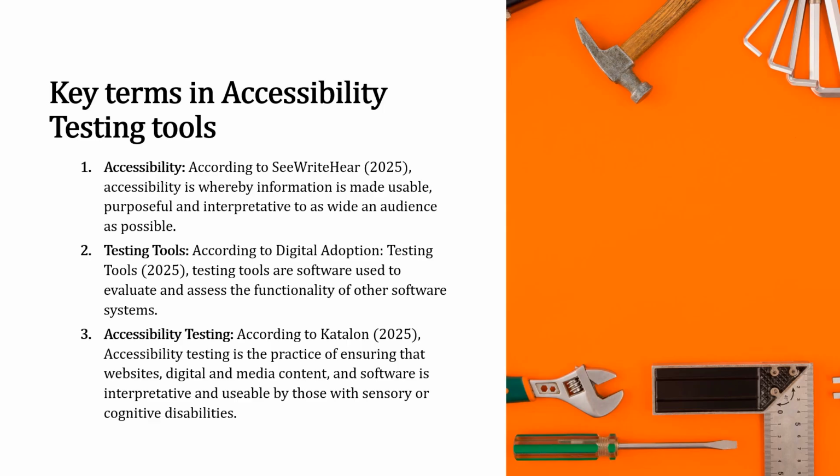Now, key terms in accessibility testing tools, we have accessibility testing tools and accessibility testing. Now, accessibility, according to C right here 2025, accessibility is whereby information is made usable, purposeful, and interpretive to as wide an audience as possible. Testing tools, according to Digital Adoption, Testing Tools 2025, testing tools are software used to evaluate and assess the functionality of other software systems. Accessibility testing, according to Catalan 2025, accessibility testing is a practice of ensuring that website, digital and media content and software is interpretive and usable by those with sensory or cognitive disabilities.